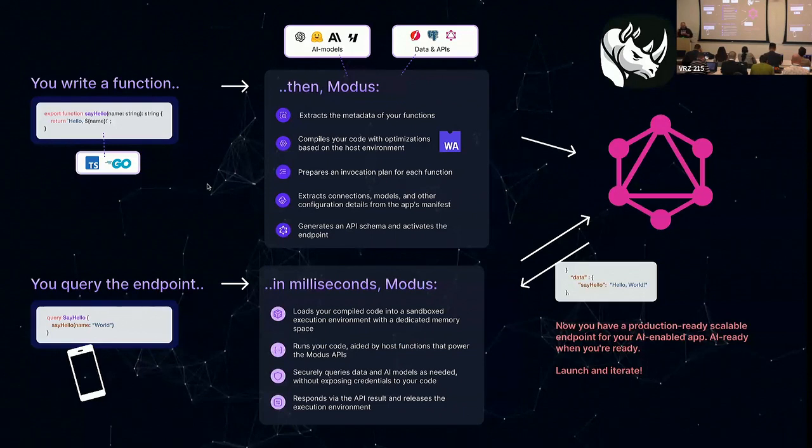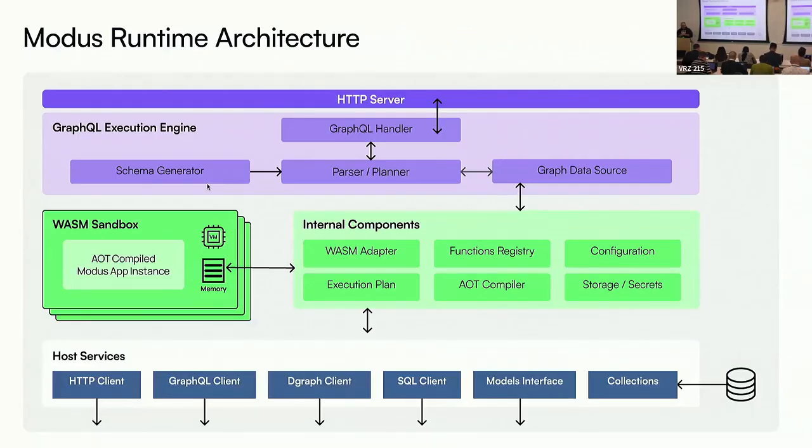We also want to interact with models and data and other APIs, so we have abstractions for working with those in Modus as well. Here's a high level architecture of Modus. I already mentioned this idea of a WebAssembly sandbox and having multiple target languages, compiling that to WebAssembly. But we also have this concept of host services, which can be interactions with models or connections to other databases.